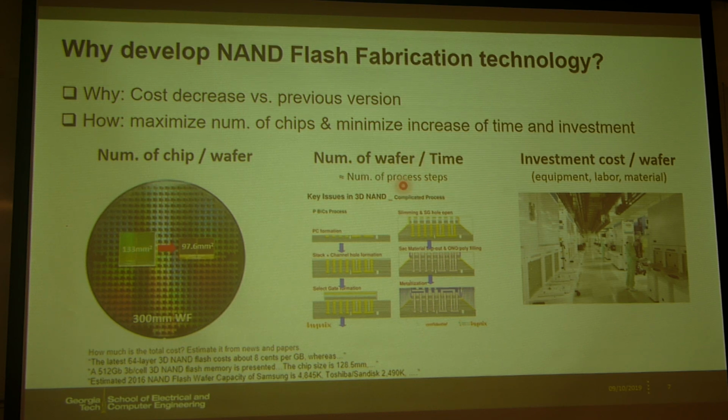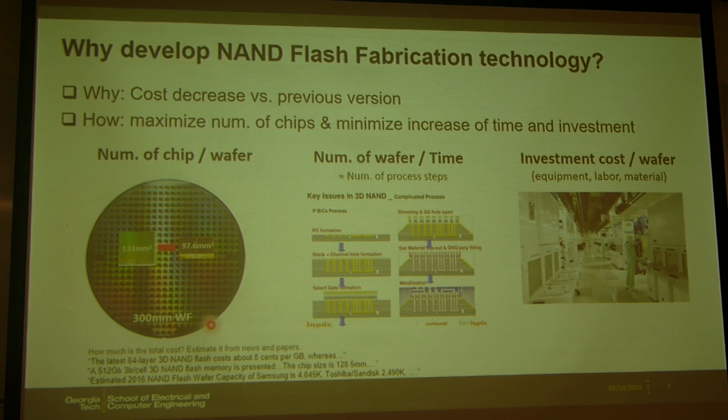It could be called new technology, but it cannot decrease the cost, right? So we also have to be concerned about this factor. And the third one is the investment cost. It includes equipment cost, labor cost, and material cost. And among these three factors, what is the most dominant one, do you think? The equipment. Right. Was it too easy? Yeah, because you could know that.